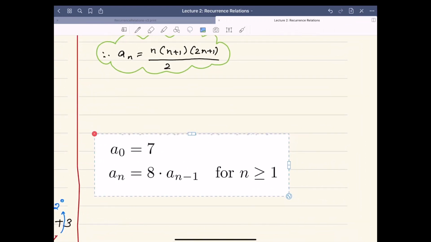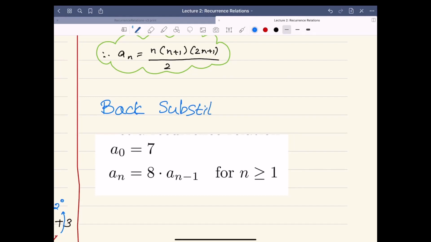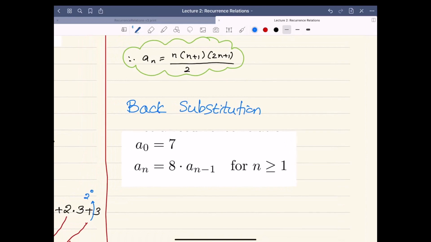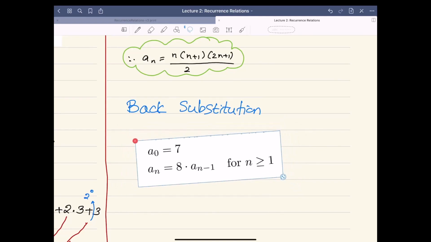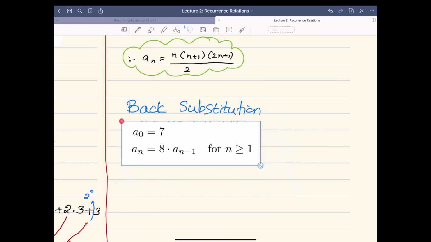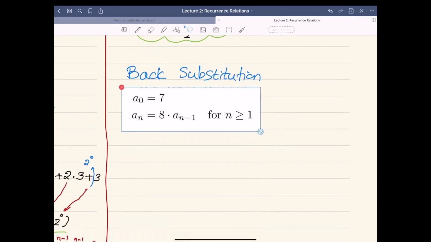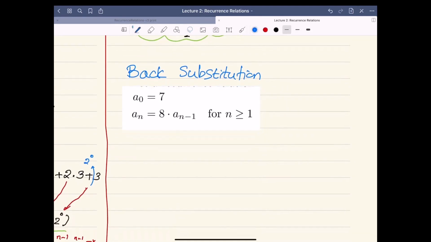For a title, we will have a title, back substitution. It is very simple to understand, but stay focused. So you have to find some of the terms. So as a draft, what I will do, and I'm going to call it here a draft. So this is a draft.